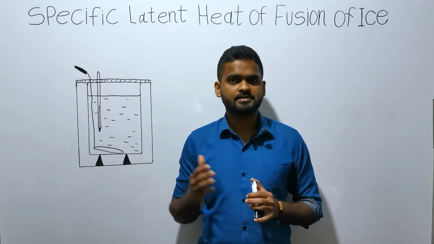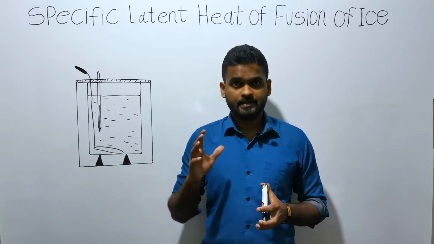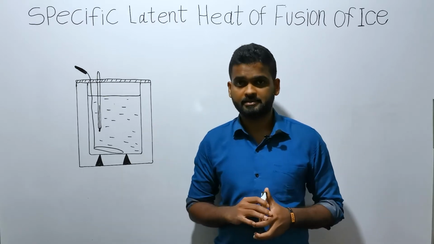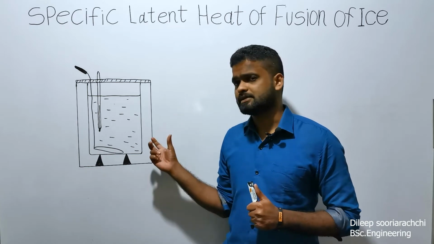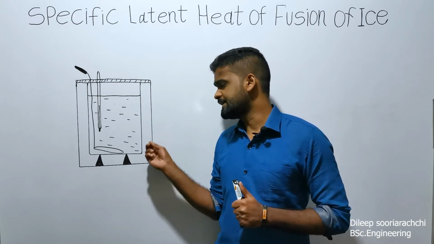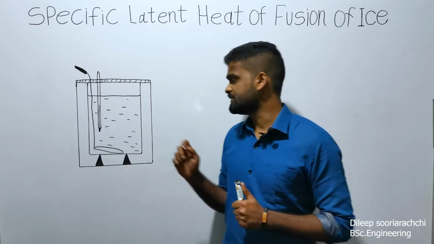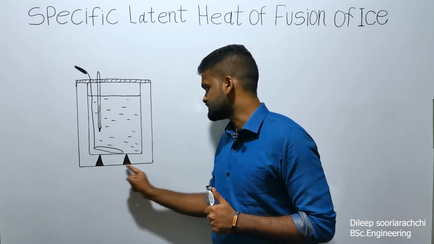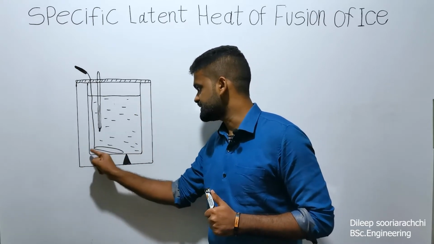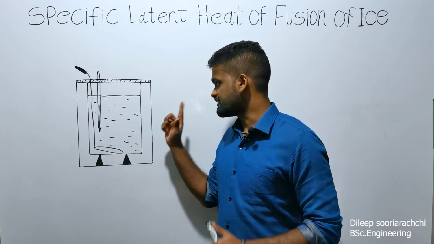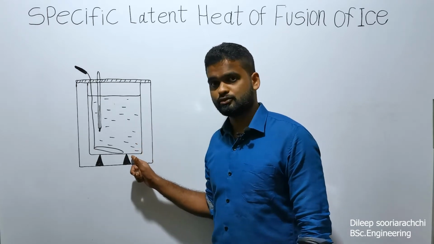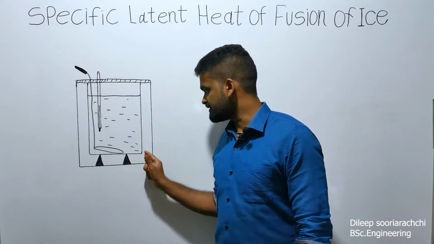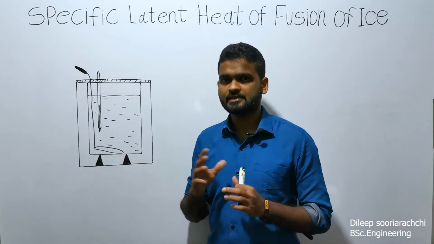In all experiments in the method of mixtures, there must be a calorimeter. As you can see, this is the calorimeter. The calorimeter should be well heat insulated. As you can see, there are two metal containers, one outside and the other inside. The inner calorimeter is placed on two heat insulating pegs, and the space between the calorimeters is filled with a heat insulating material.